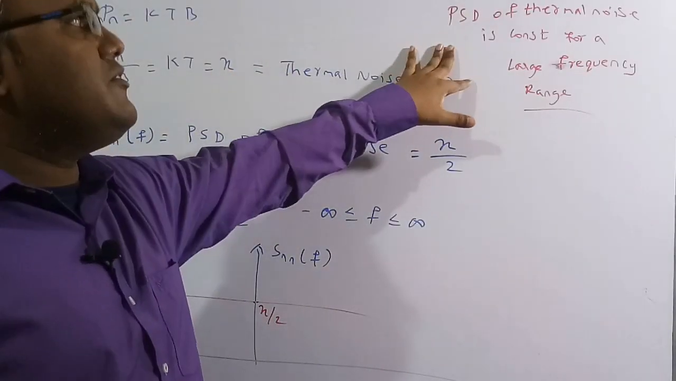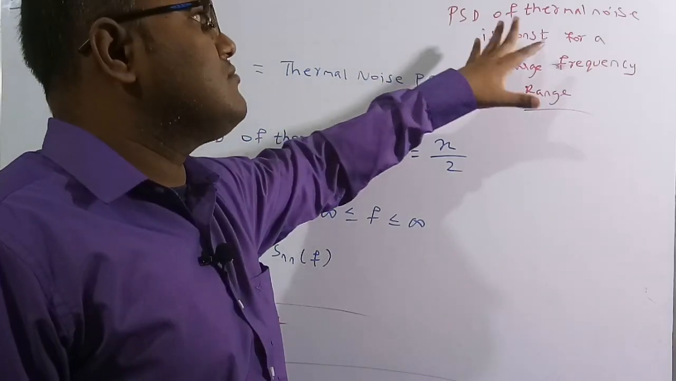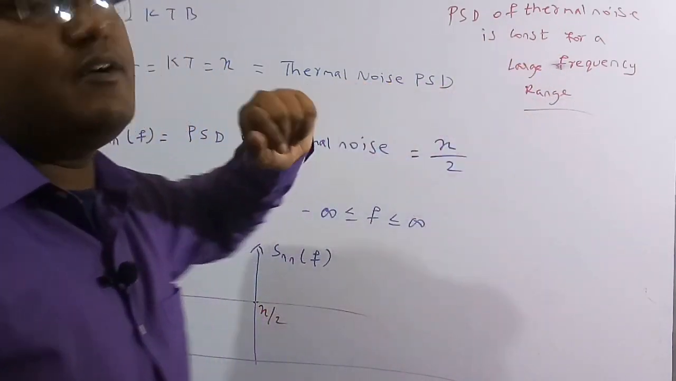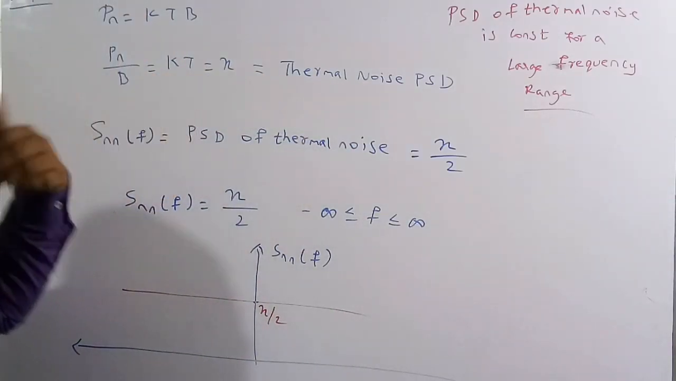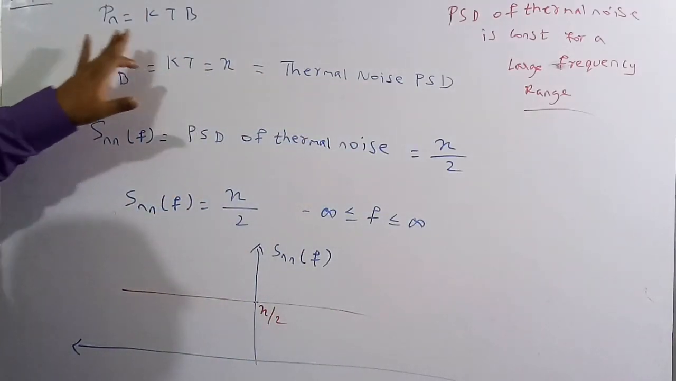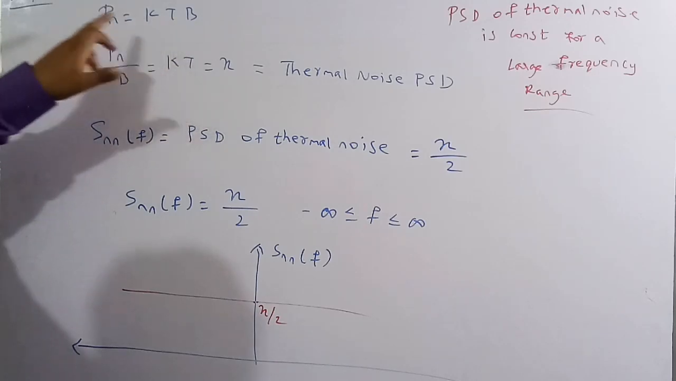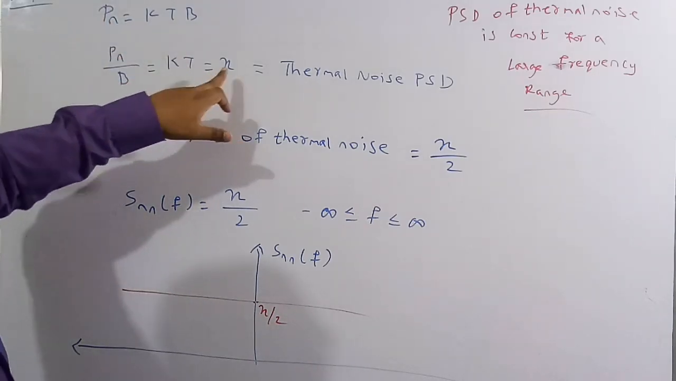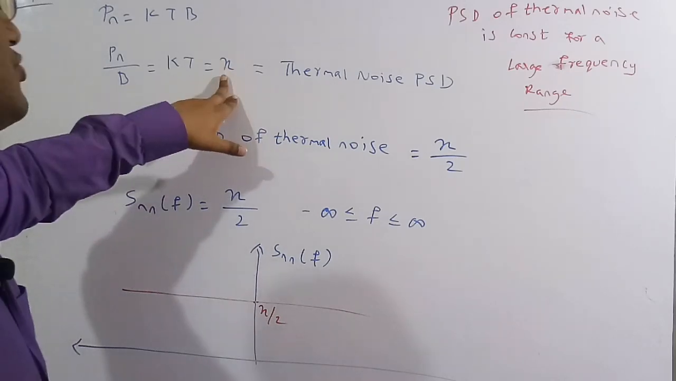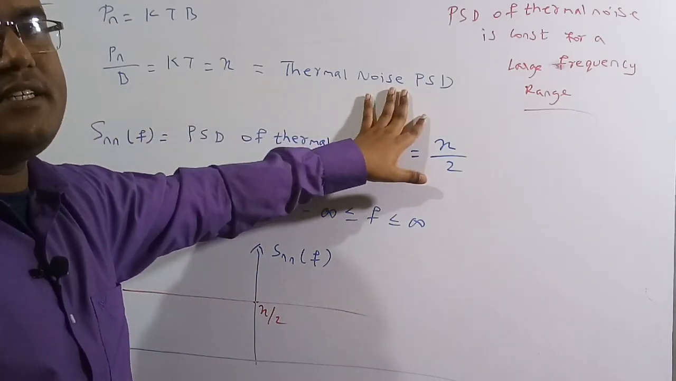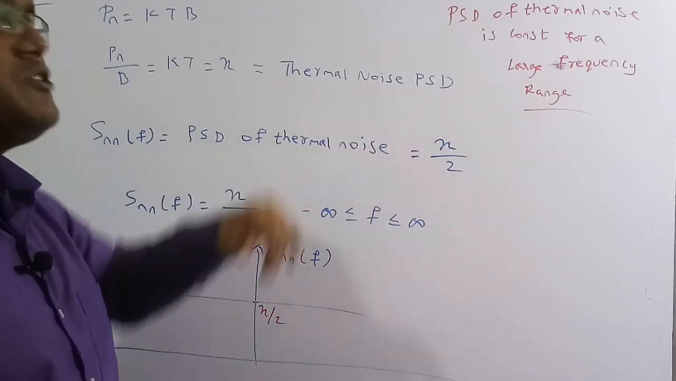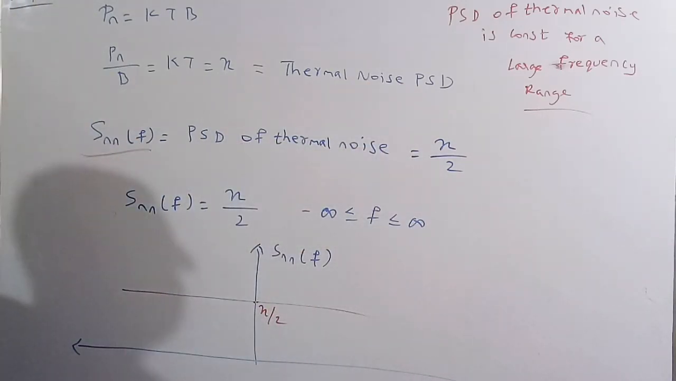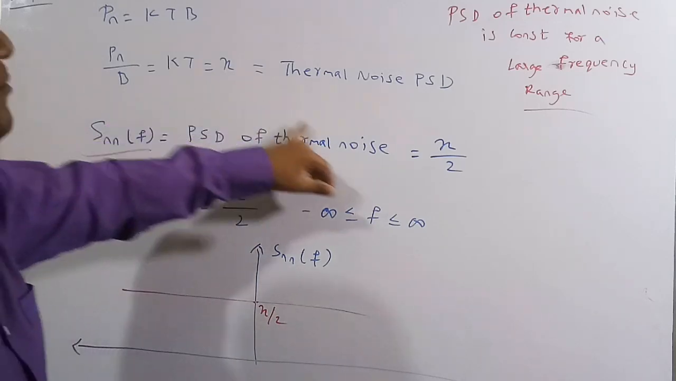In the reason they have given that the power spectral density of thermal noise is constant for a large frequency range. We will see whether it is correct or wrong. Here Pn, the noise power, is equal to KTB. If I divide this Pn by B, it is KT. I am going to represent this with eta. This eta is called the thermal noise power spectral density. So if I want to know the power spectral density of the thermal noise, it is equal to eta by 2.